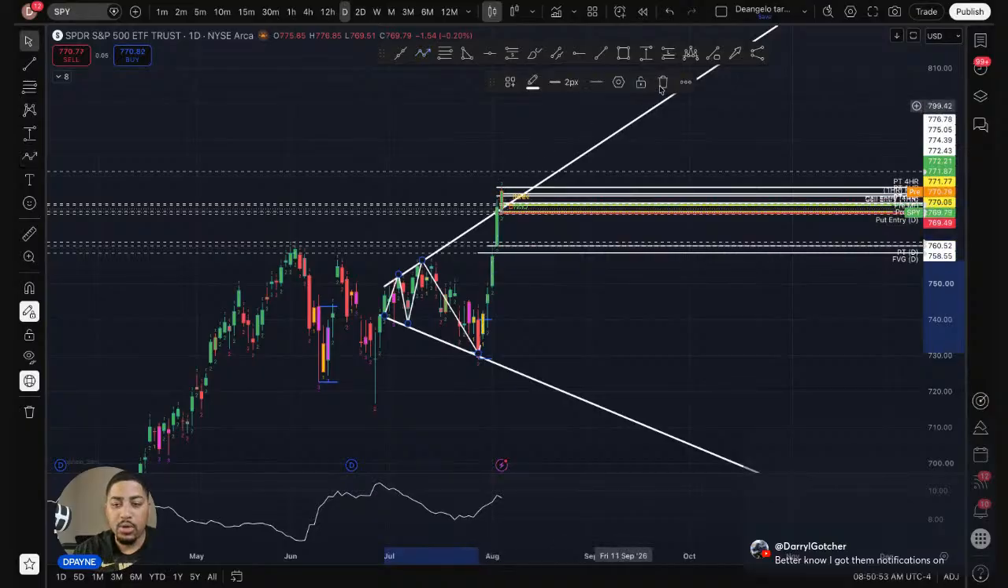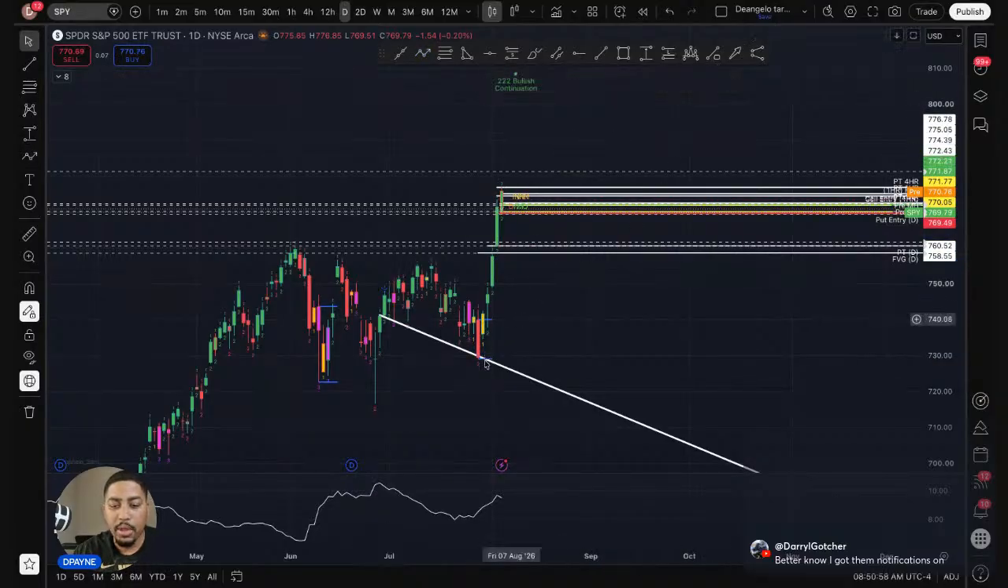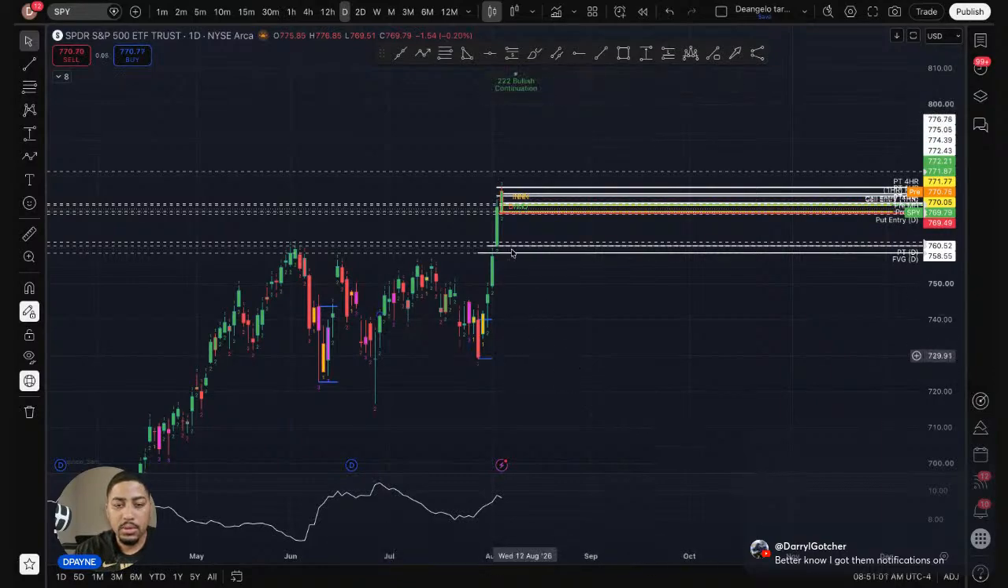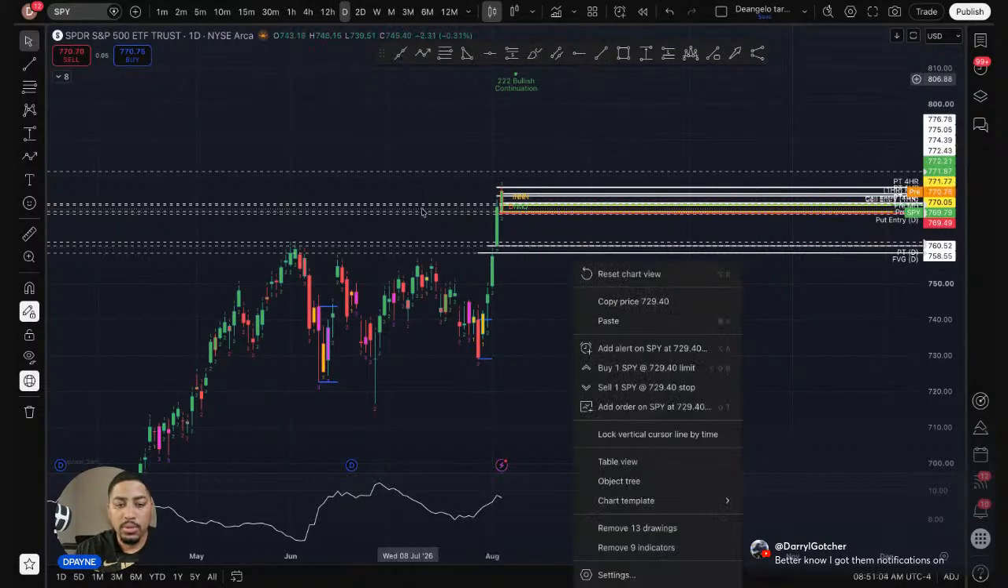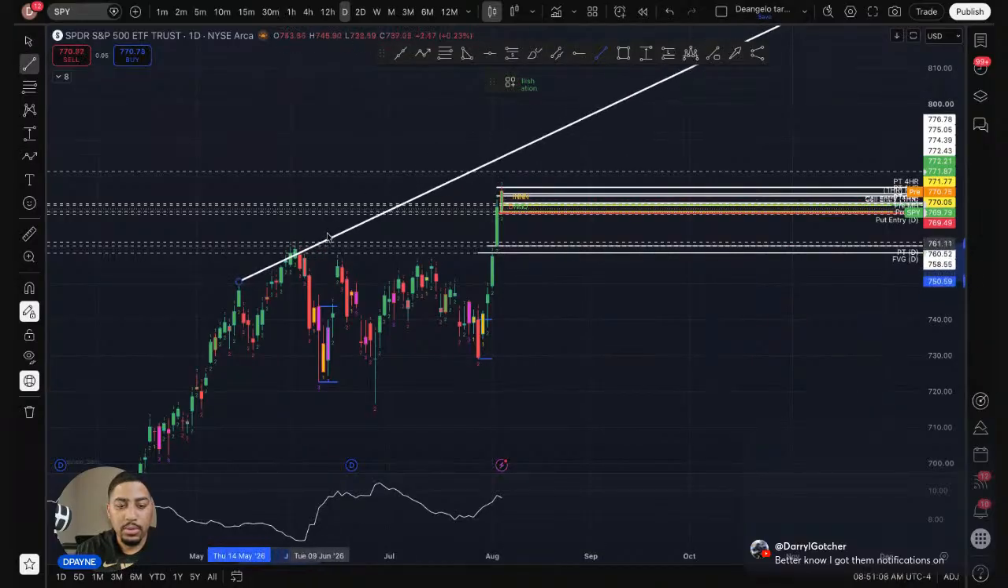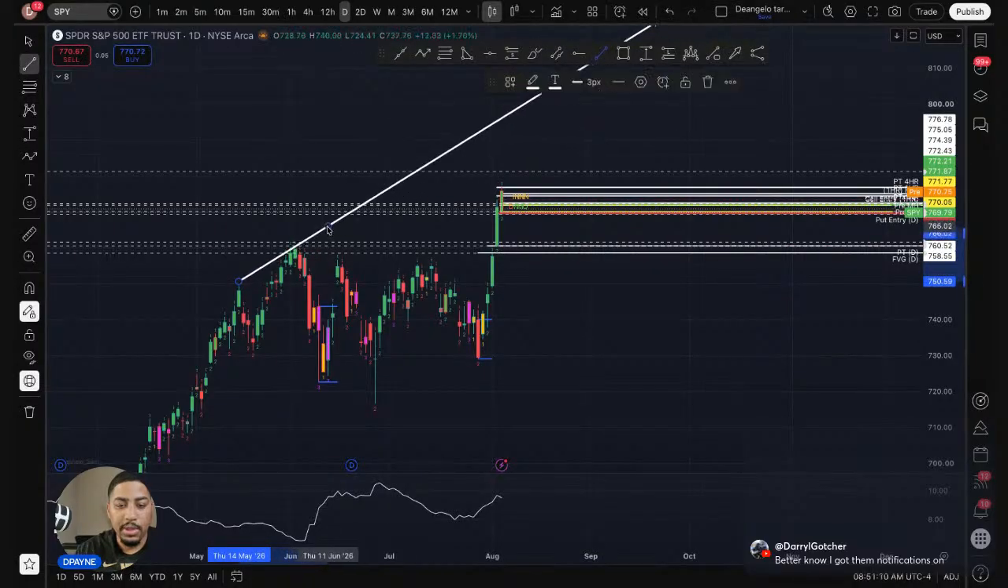And you can even go with this one. You can go with this one as a broadening formation, whichever one. This can be a potential move that they're trying to do.